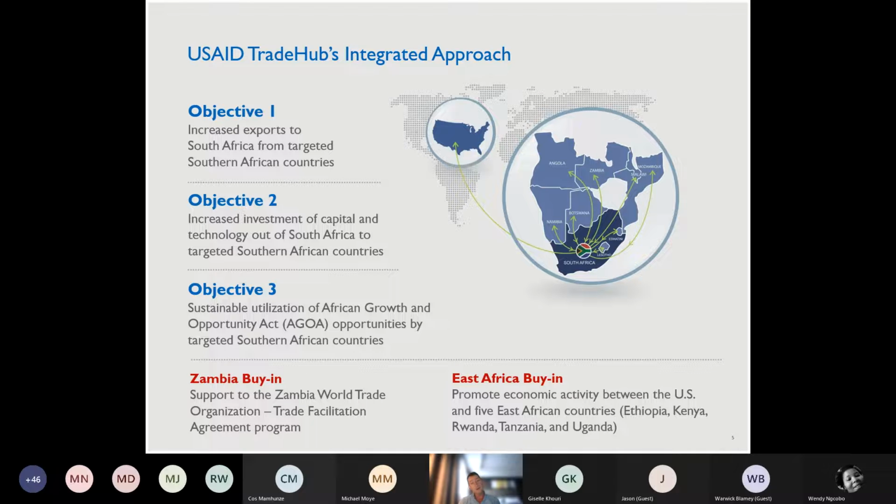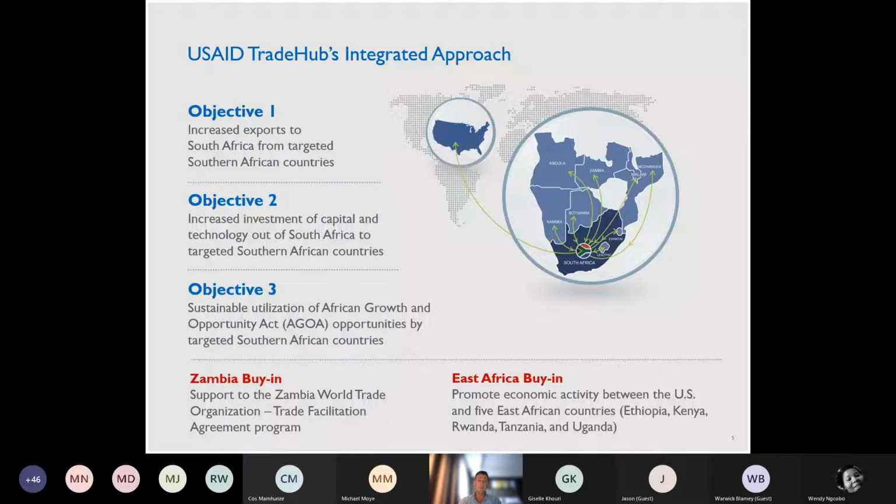As Cos mentioned, we are working across 9 countries in Southern Africa, including South Africa. Those countries are Angola, Botswana, Namibia, Eswatini, Lesotho, Mozambique, Zambia, and Malawi. All of our efforts as a project are designed to increase exports from those countries into South Africa and beyond to the US, and supporting Southern African investment into those particular countries, which would further stimulate additional exports back into South Africa and onto the US.